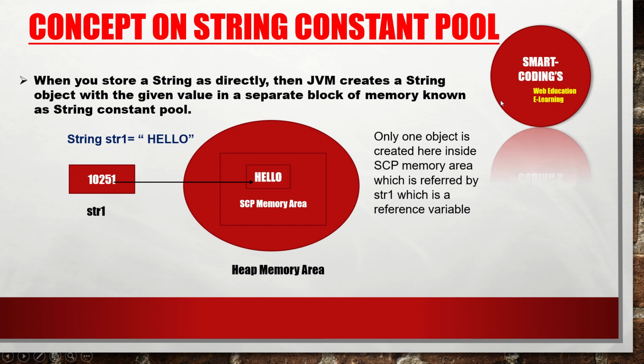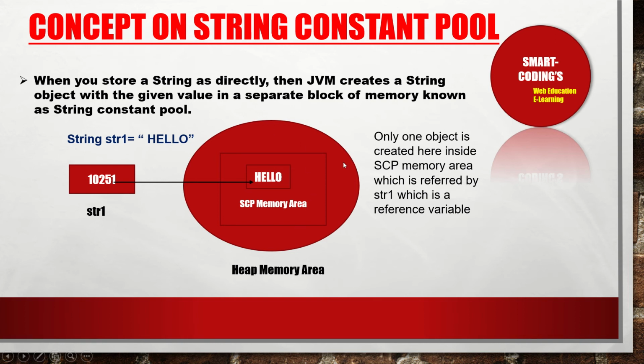Now in this concept of string constant pool, whenever you store a string directly, that means we can create it using the String class. See, this is the String class, S is capital over here. Directly using the String class, we can create a string called str1, which has a value hello. Now str1 is pointing to this string object hello. Whenever we create a string directly using the String class, the JVM creates a string object with the given value in a separate block of memory, which is known as SCP, string constant pool.